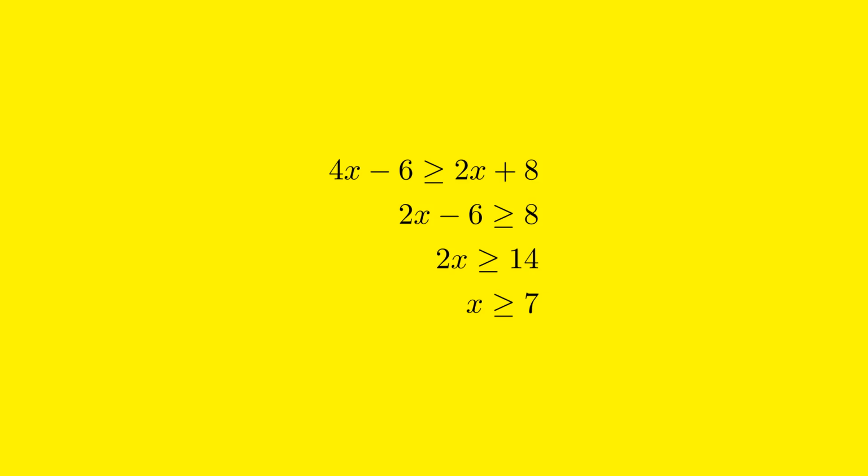The last step is to isolate the variable x on one side. The x currently has a factor of 2, so to get rid of this, we divide both sides by 2. After this operation, the final inequality reads x greater than or equal to 7. Having walked through each step with clear explanations, we can confidently say the correct answer is x greater than or equal to 7.